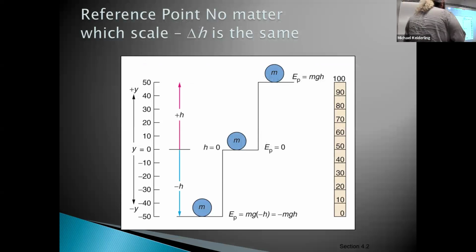So here is an example showing putting 0 in the middle here at the second height, or putting 0 at the bottom. The change in height from the bottom to the top is still 100, whether you start at -50 and go to +50, or whether you go from 0 to 100. Change in height is the same.